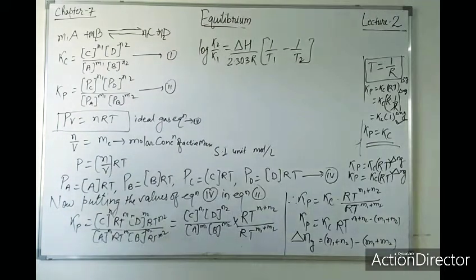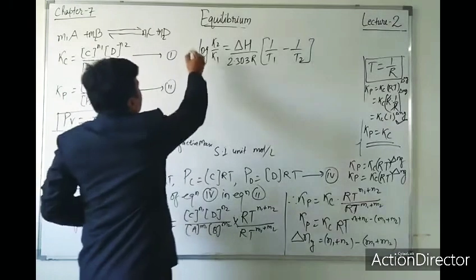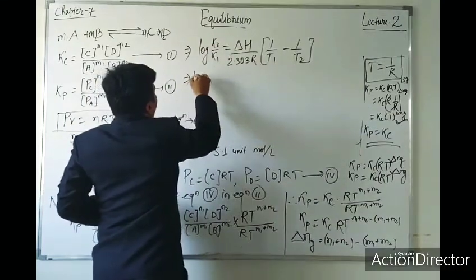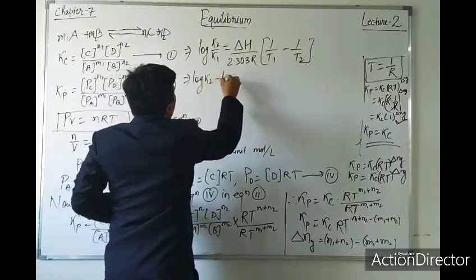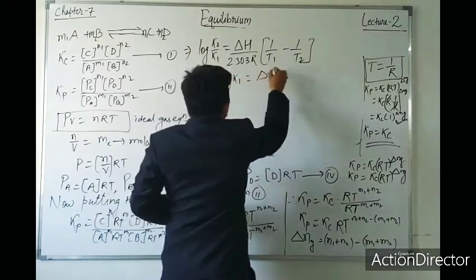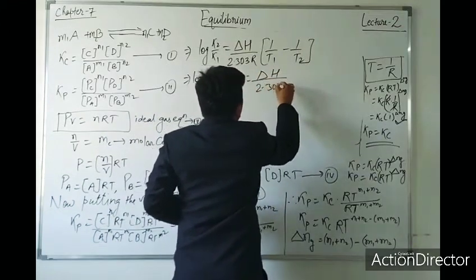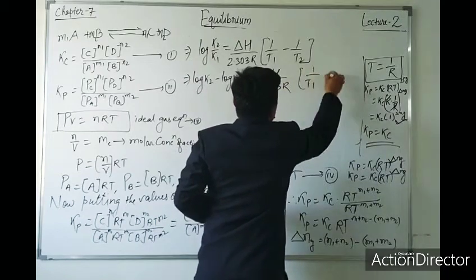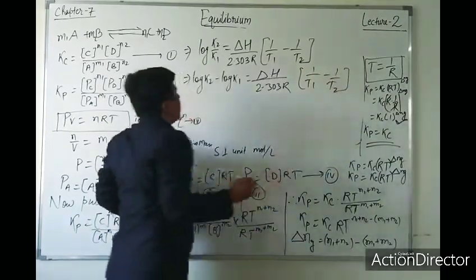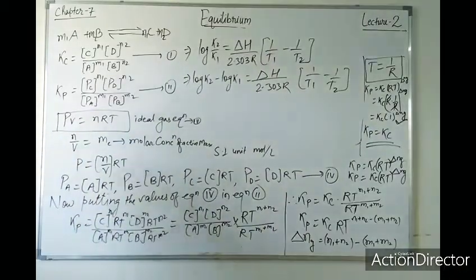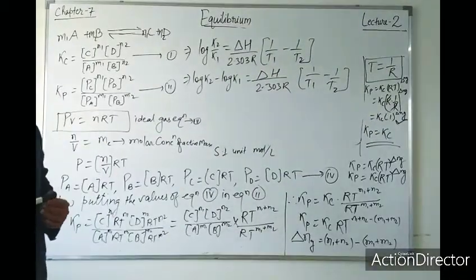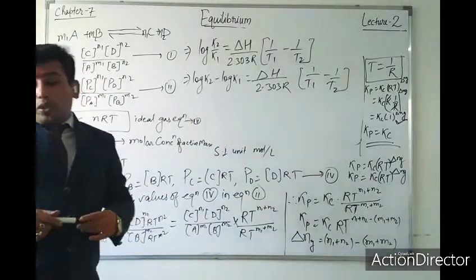If I am talking about temperature as a factor affecting the equilibrium constant, then if you want to use this relation, you know very well that instead of log K2 upon K1, we can write log K2 minus log K1 is equal to the change in enthalpy upon 2.303 R into 1 by T1 minus 1 by T2. Can we write this thing? Yes or no? Definitely we can write. This is according to the Van 't Hoff equation.